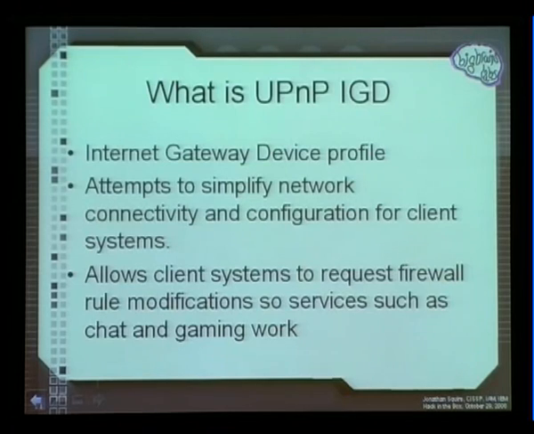So UPnP, and specifically IGD, is for simplifying internet connectivity. So I plug in my router, I just want it to work. Stores were having trouble with customer support. I bought my router, it doesn't work, I don't understand, it was costing me money, devices were getting returned. So we simplified it. We let the devices do it for us. And the crux of the problem is any device can request an inbound port forward on your wireless router with no authentication.